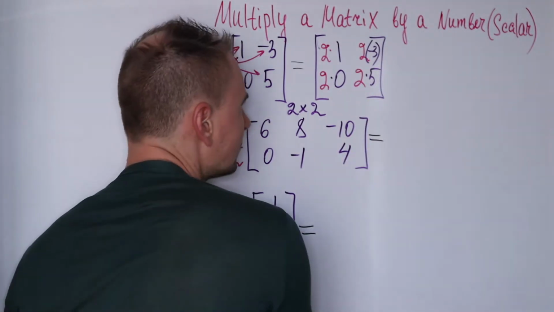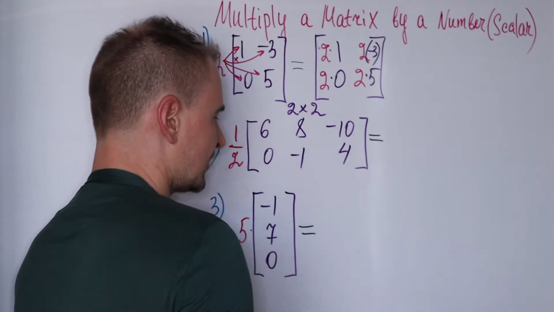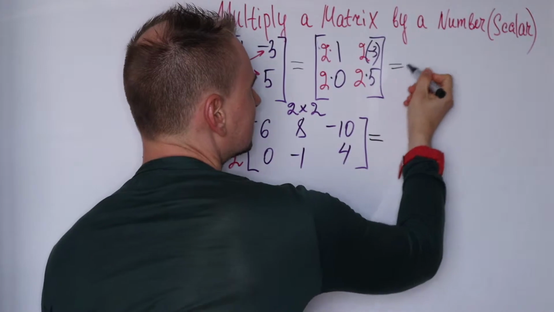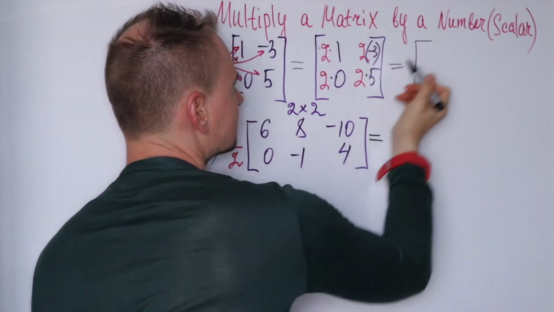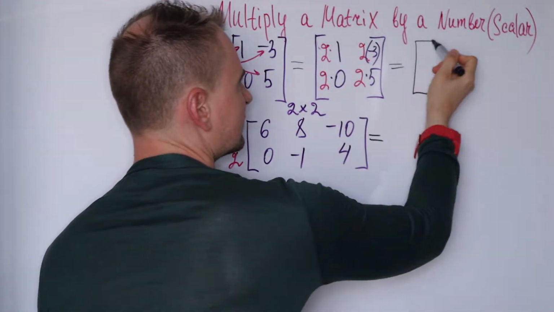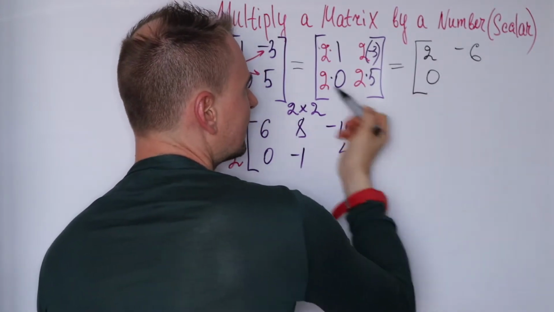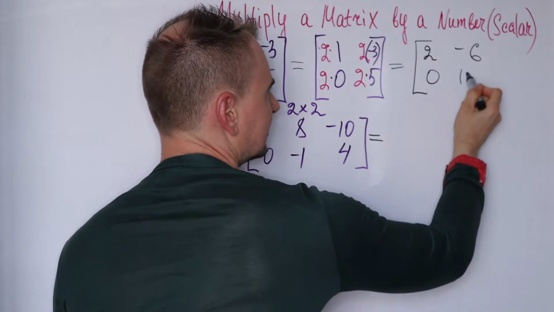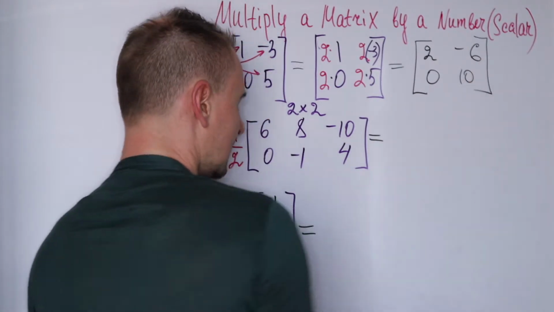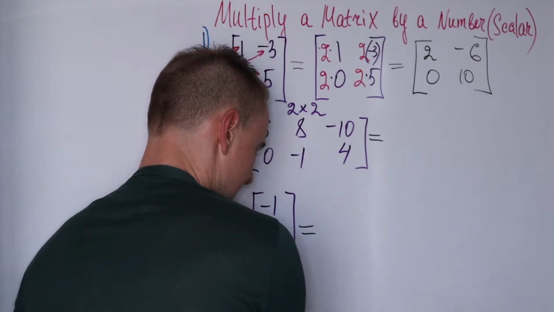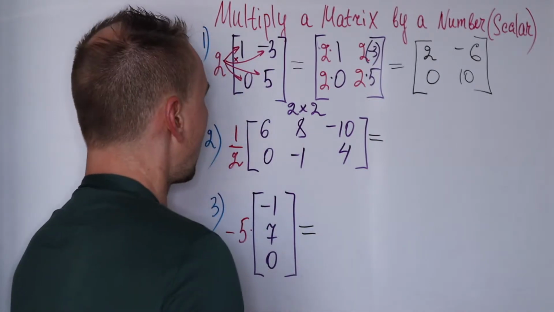And finally, all you do is just clean it up. You just do this multiplication, and your final resulting matrix becomes 2, -6, 0, 2 times 0 gives you 0, and 10. That's your resulting matrix for the first one.